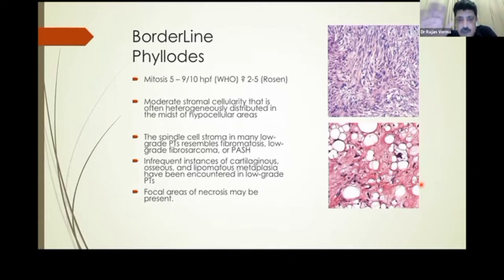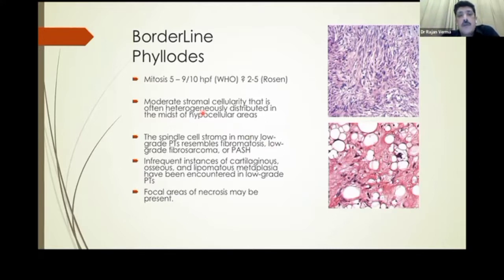So there are a lot of authors who dispute this because they say that if you put it as 5 to 9, you will very commonly miss the recurrent phyllodes. So there are articles supporting that. But I will stick to mitosis 5 to 9 for borderline phyllodes.